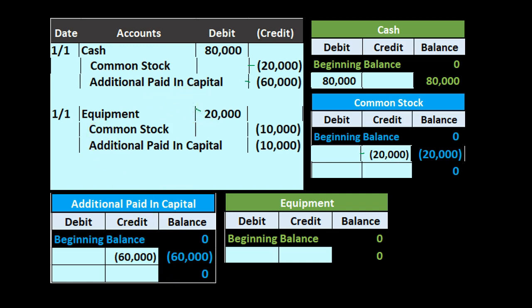Here's the equipment. We're going to post that to the GL for equipment. It's going to go from 0. We're going to fill in the 20,000, goes up in the debit side by 20,000 to 20,000. Then we'll go to the common stock. Here's the common stock. It was at 20 before. We're increasing it by another 10,000. That's going to bring it up to 30,000. So our running balance here in our general ledger is up by 30,000.